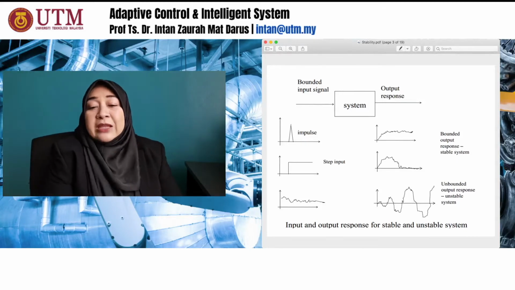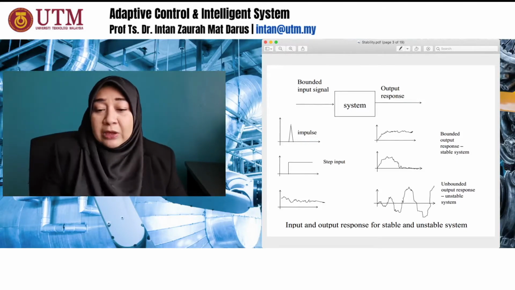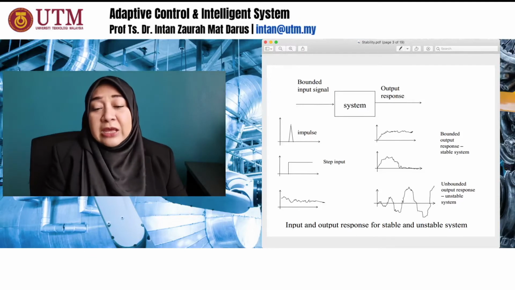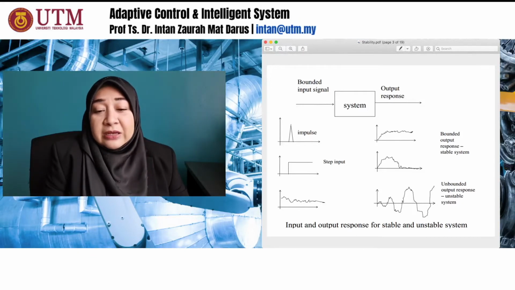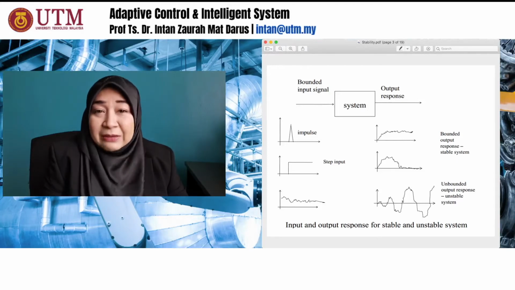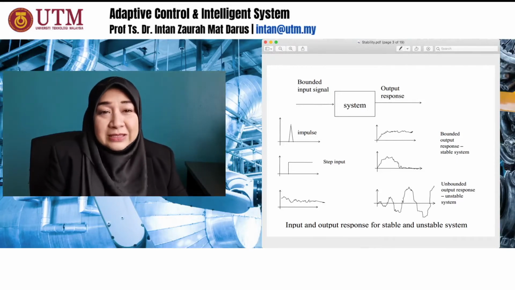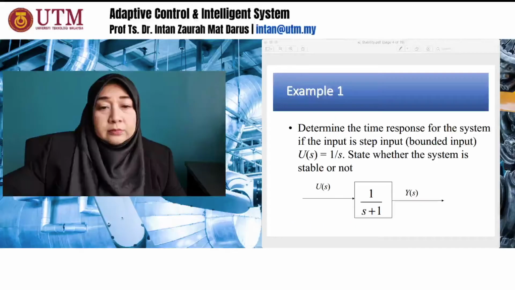If you look at the last response here, if the response is actually growing, getting bigger and bigger, then the system is said to be unbounded. So it means the system is unstable.